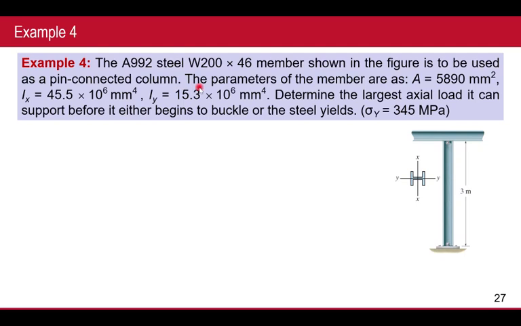Okay, so this one still has the member. It will tell you the width and the thickness of the member, shown in the figures, in the pin column. So the parameters of the member will tell you the area, Rx and Ry. It means that you don't need to work them out. Determine the largest axial load it can support before it either begins to buckle or yield. That means, could it be buckling, could it be yielding?